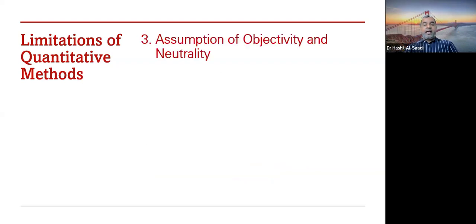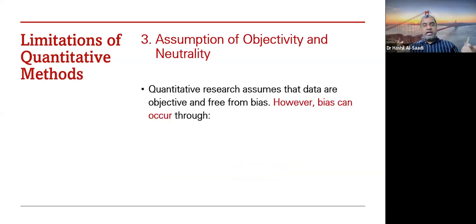Okay, number 3, assumptions of objectivity and neutrality. We have this assumption that it is objective, but quantitative research assumes that data are objective and free from bias. Bias is تحيزات in Arabic. Okay, it's very important that we also be aware of this. So biases will always be there. Bias will always be there.